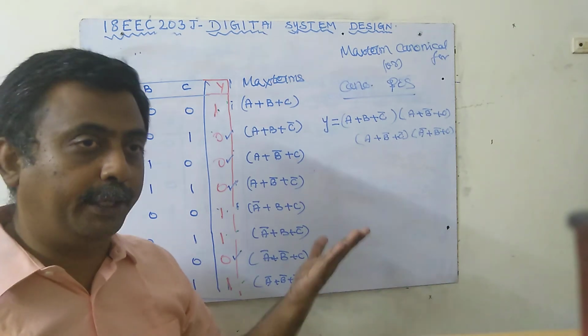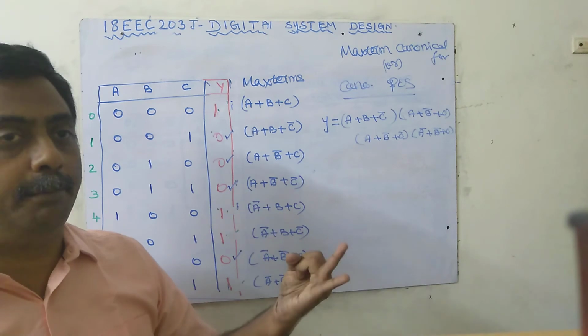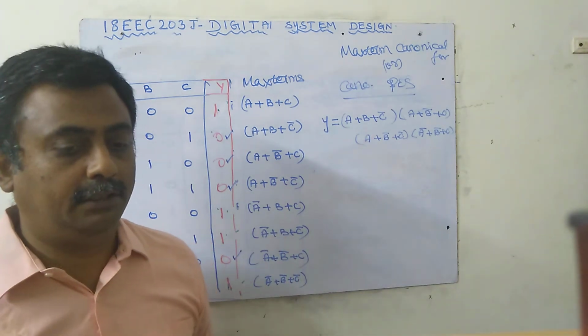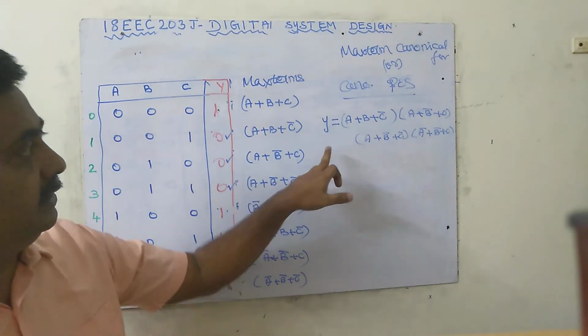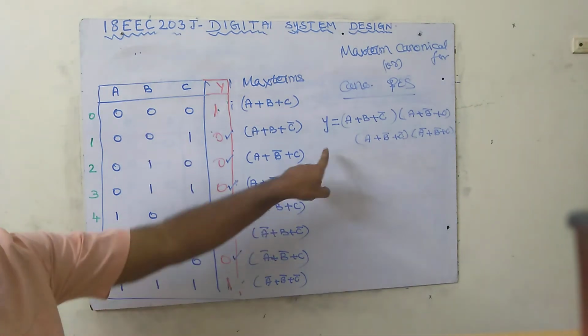How to reduce? I have three methods: Boolean algebra, the K-map method, or the Quine-McCluskey tabulation method. We can go for any one of the methods, depending upon the number of variables. This is the POS method. Here the minterm is the max term. This is the max term.